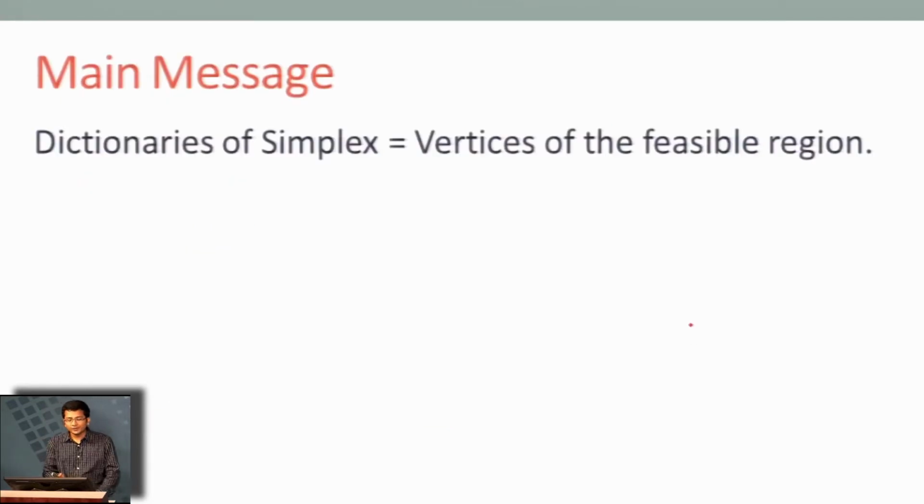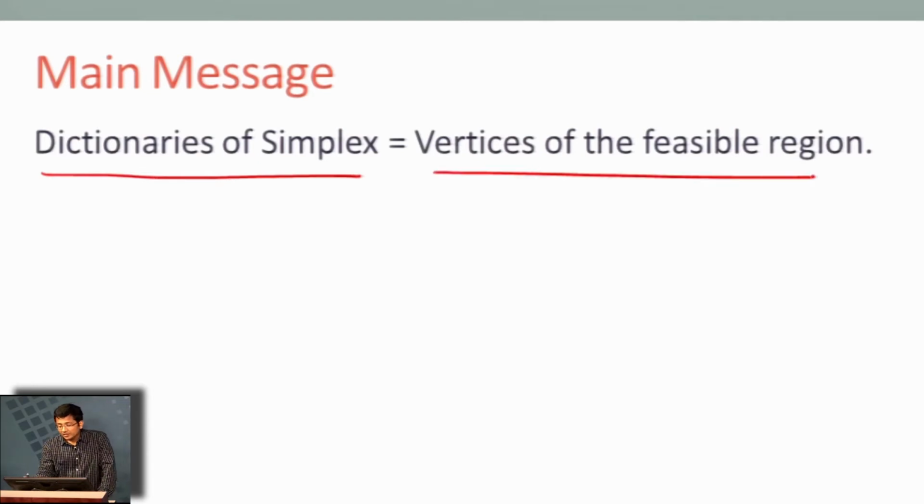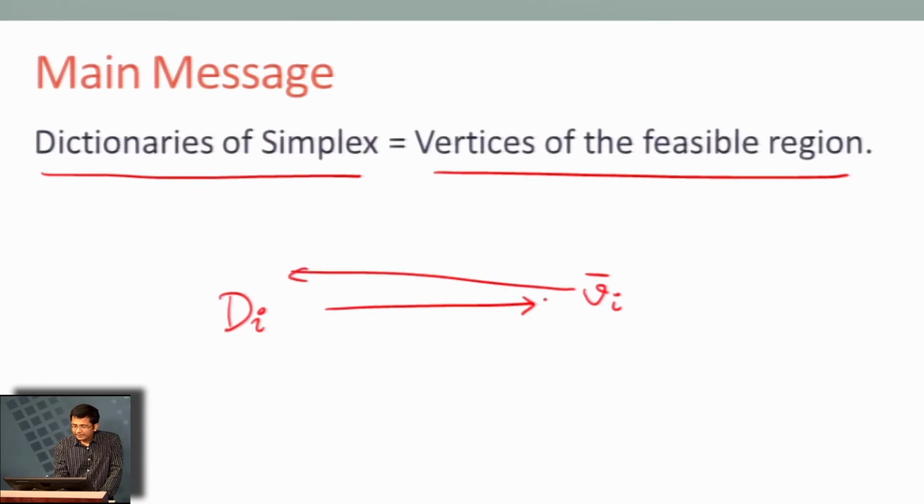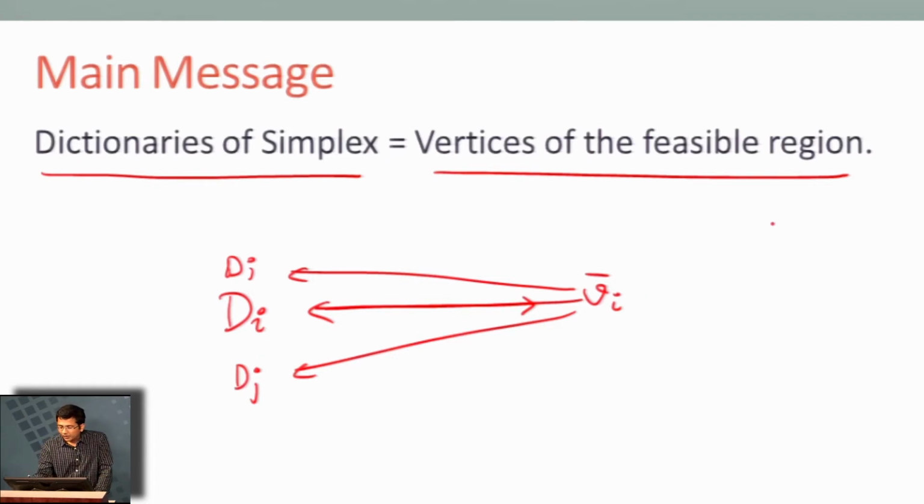The main message of this video is that dictionaries of simplex correspond to the vertices of the feasible region. What that means is every dictionary DI is associated with a vertex of the feasible region. And likewise, we will see that every vertex is associated with a set of dictionaries. If the vertex corresponds to a non-degenerate dictionary, it will be associated with a unique one. If it corresponds to a degenerate one, it may be associated with multiple dictionaries. And we will see this correspondence.